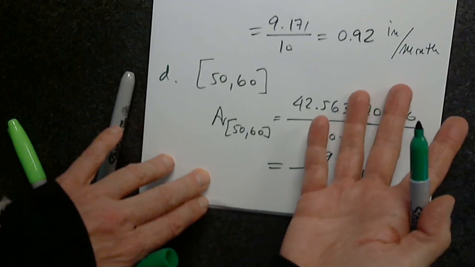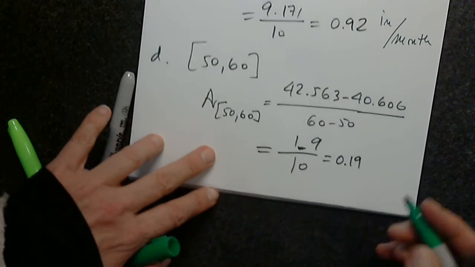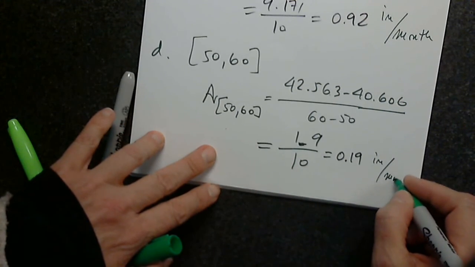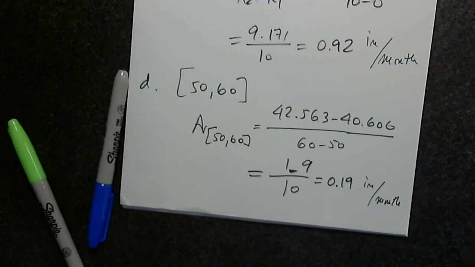It's the same thing, it's just different months. So inches per month, correct? Good. So what do we notice here? That between the age of 0 and 10, they grow faster or slower than between 50 and 60? Much faster. Almost 5 times faster, because this is 0.2 and this is almost 1.